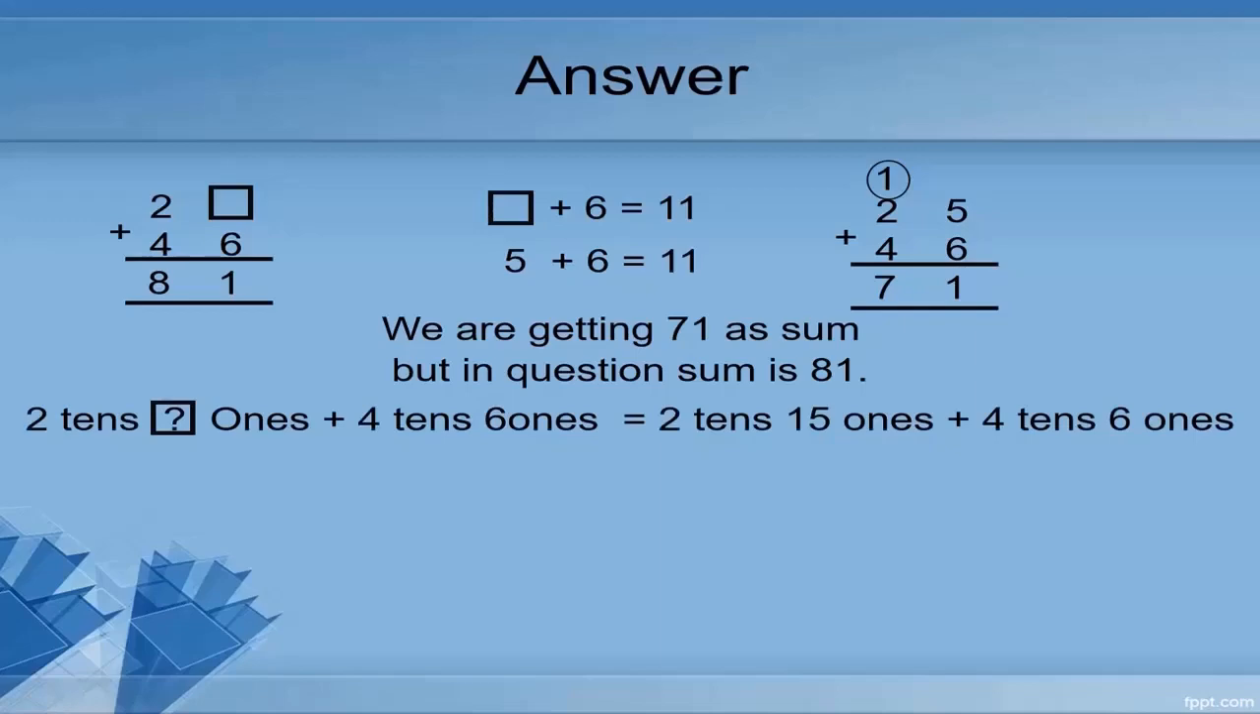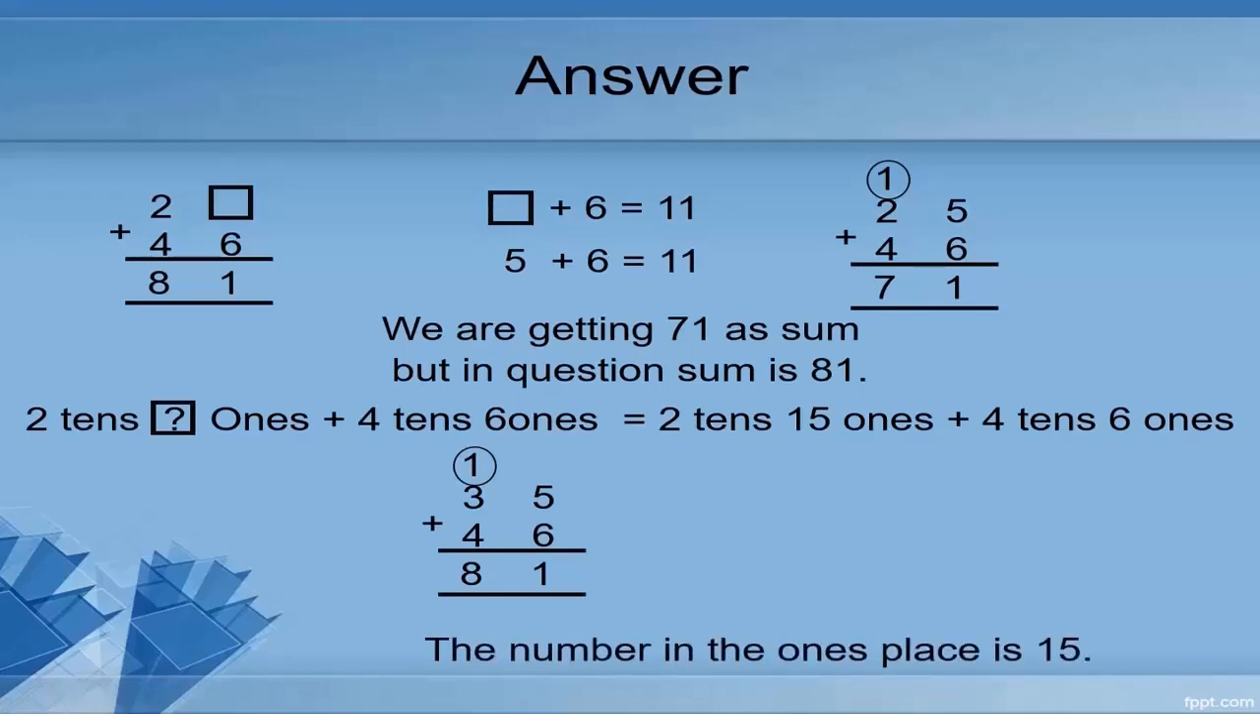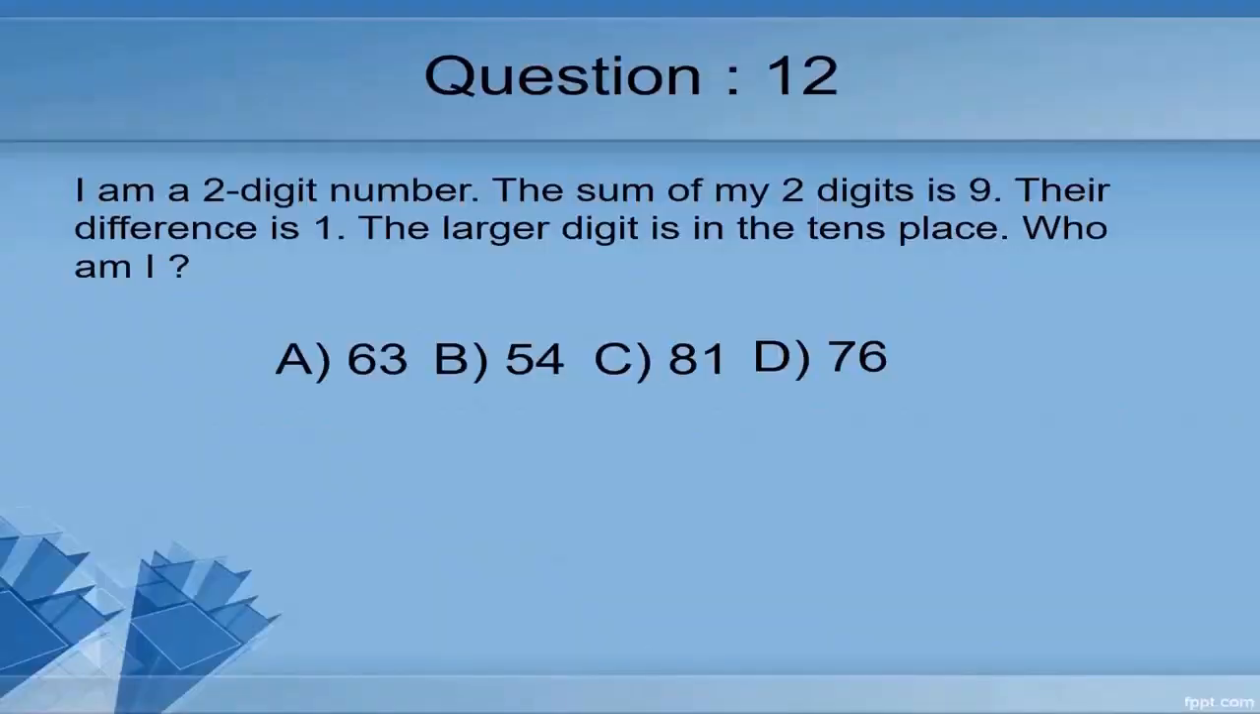2 tens box ones plus 4 tens 6 ones is equal to 2 tens 15 ones plus 4 tens 6 ones, which can be written as 35 plus 46. The answer will be 81. The number in the ones place is 15. Now question number 12. I am a 2-digit number. The sum of my 2 digits is 9. The difference is 1. The larger digit is in the tens place. Who am I? The answer is 54.